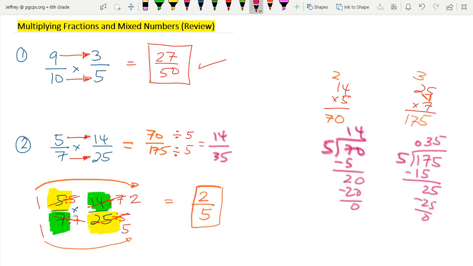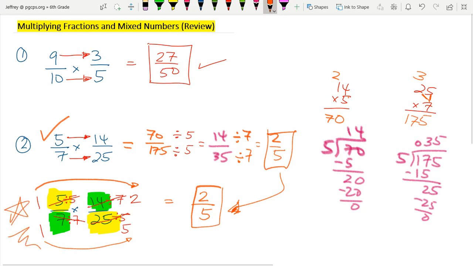Now, there's more work to be done because it's not the simplified form. We can still simplify this by dividing 14 and 35 by the common factor 7. And that's going to be 2 over 5. So we still get the same answer as what we did earlier. But the second option takes longer than the first one. So I would choose this one right here. Woohoo. Now let's do number 3.